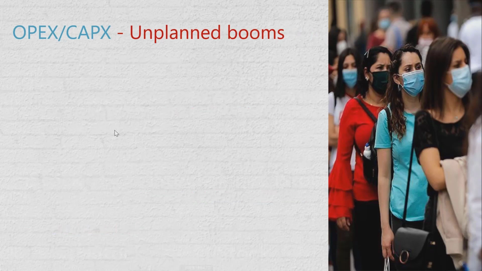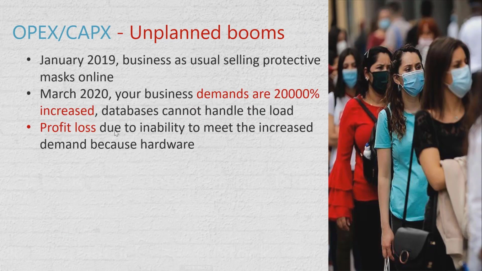So let's look at the second case. What happens in an unplanned business boom? It's again January 2020. You're having business as usual, selling protective masks online. There are a couple of hospitals that are purchasing from you. There's really nothing major that's been happening in the last 20 years where your databases couldn't handle the business. You just plan to replace the machines that you already have, with no increases. But then come March 2020, your business demands are through the roof.